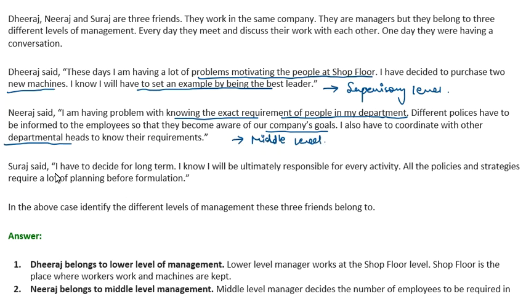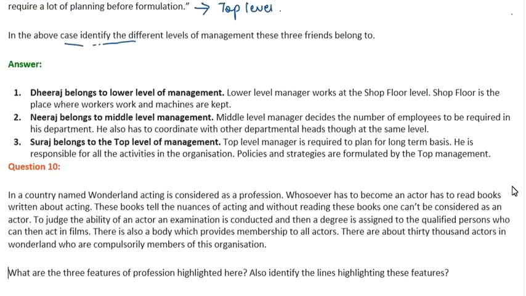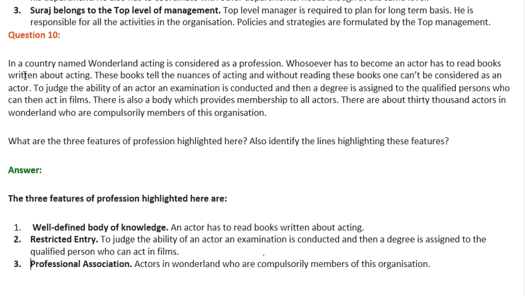Suraj said, "I have to decide for long term. I know I will be ultimately responsible for every activity. All the policies and strategies require a lot of planning before formulation." So this looks like he is working at top level in the organization. So this is what we have to identify in this question. You can see the answer. There is one more question. Let's complete that too.